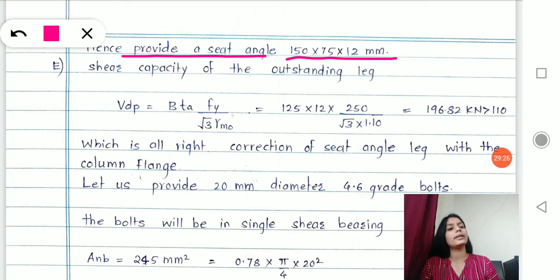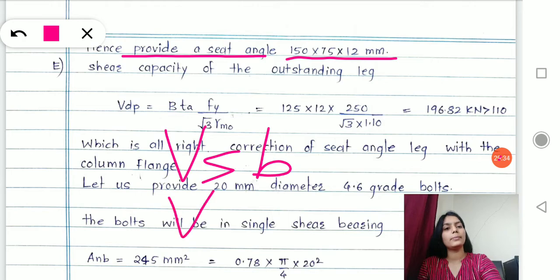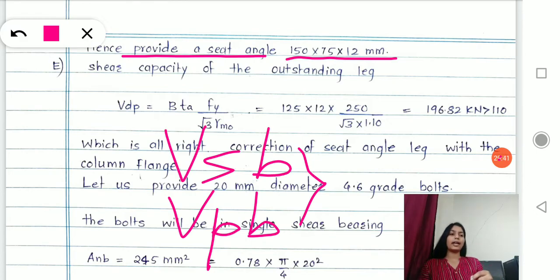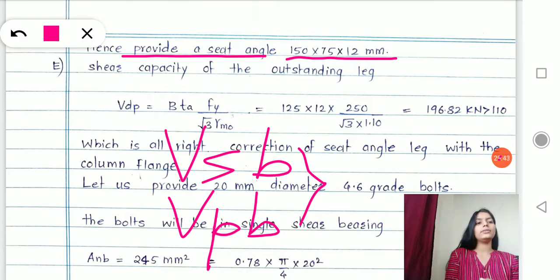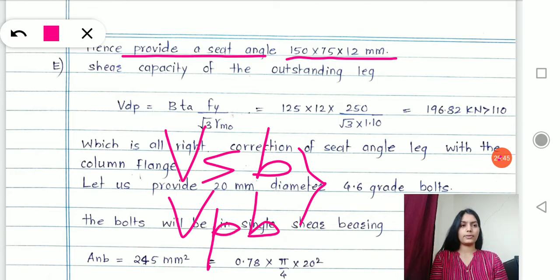So how to calculate the number of bolts? Very easy. You have to calculate the shearing capacity of a bolt and the bearing capacity of a bolt, and cross verify both, find the bolt value and then check the number of bolts.